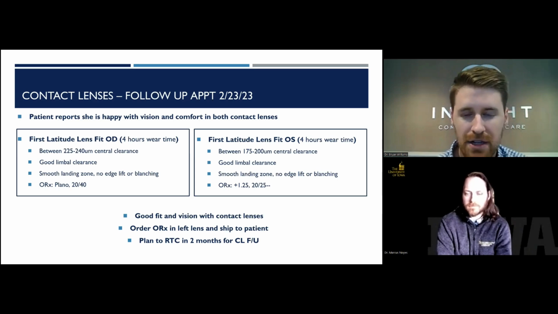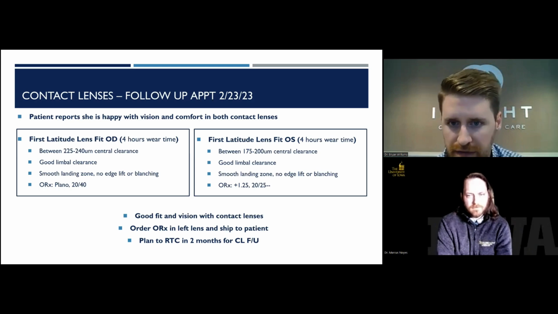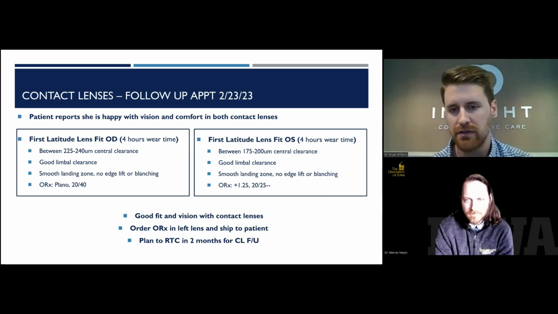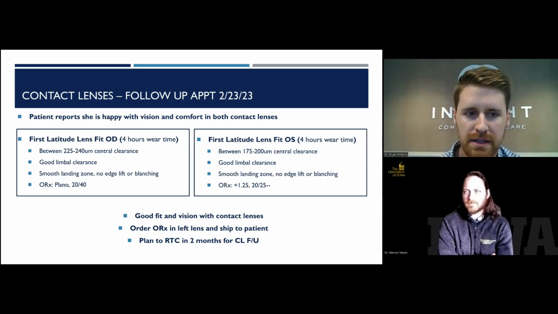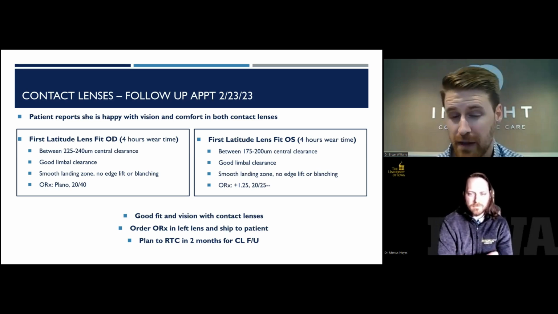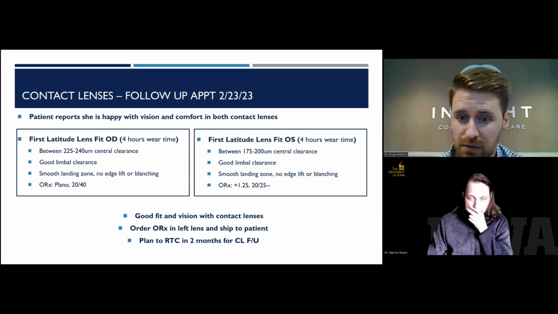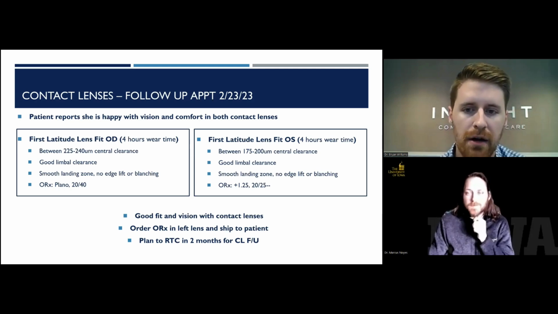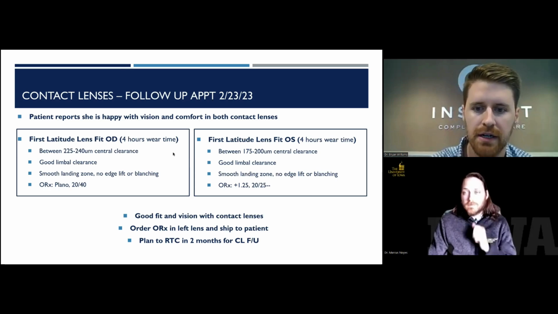The right eye, you can see settled in just a little bit, not as much as the left eye whenever you're talking about that central clearance going from the 275 range down to about 230-ish in the right eye, 175 to 200 in the left eye, but still great limbal clearance. Landing zones were awesome in both sides. That left eye stayed pretty consistent with that over refraction. So at that point, I was more inclined to give her that +1, +1.25 to help out and balance out that vision for her. So that was the plan here.